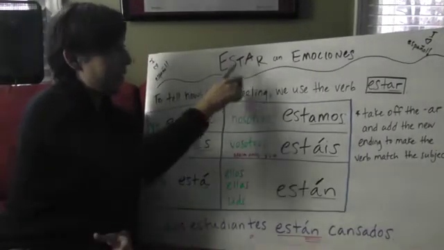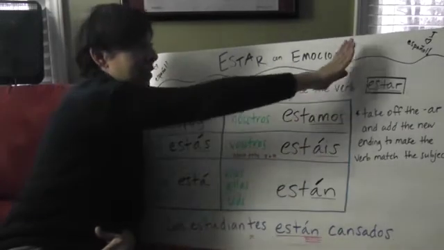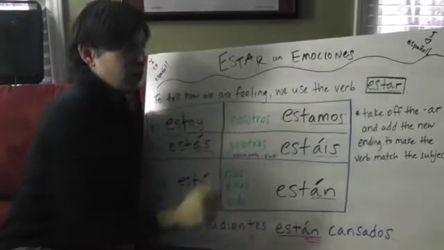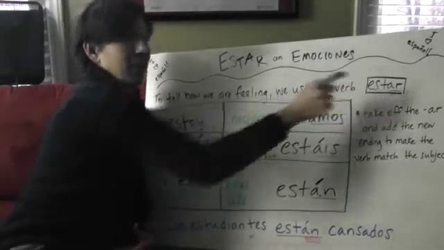Hoy vamos a hablar de estar con emociones. Emociones, as you might have guessed, is emotions. Emociones es un cognado. So, to tell how we are feeling, we use the verb estar.